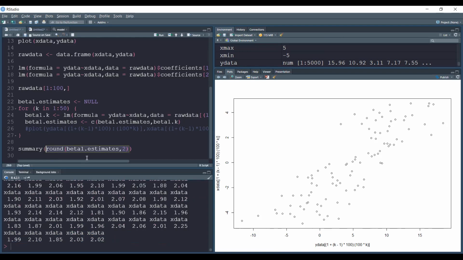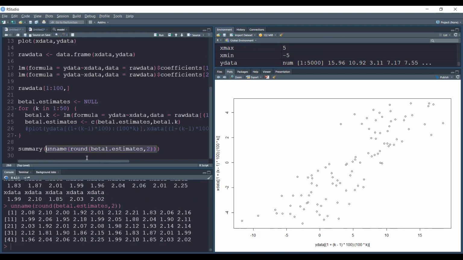There's a way to remove the name. I think it's unname. Unname, perhaps. Hopefully this works. Yep. And each of those values is a different beta corresponding to a different data set.